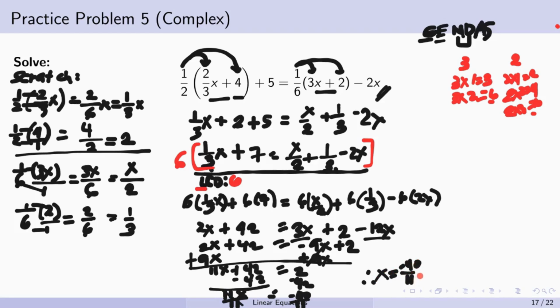This is another conditional linear equation because we have x equals negative 40 over 11. So this would only be the number that makes this equation true.